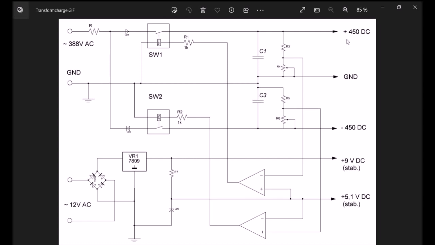So what do we have? We have plus 550 volts DC and minus. So we have plus minus 450 volts, as I said. Intermediate point, ground. Also we have 9 volts stabilized and a reference voltage of about 5 volts. Okay, now I'll show you how it is realized in iron.